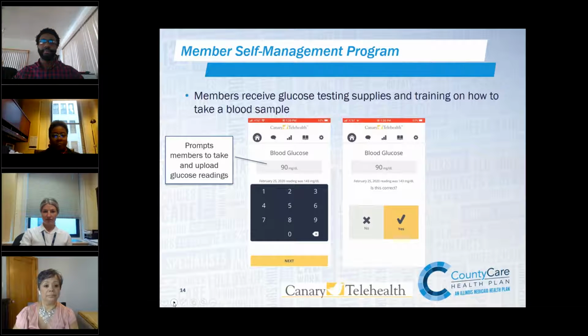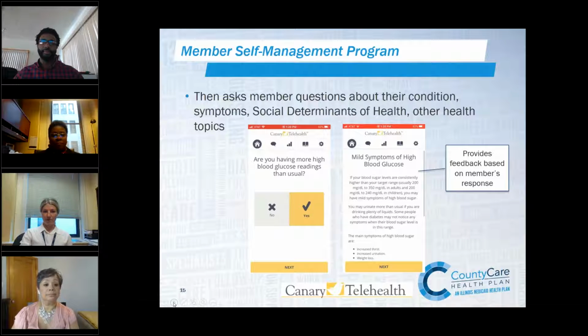On the next slide, the other component of the program is focused on education. Members are asked questions about any symptoms related to their diabetes, medication adherence, lifestyle factors like eating and physical activity habits, and social determinants of health to help members if they need assistance with food or transportation to appointments. Based on how a member responds or answers the question, the app provides feedback or an action to take.